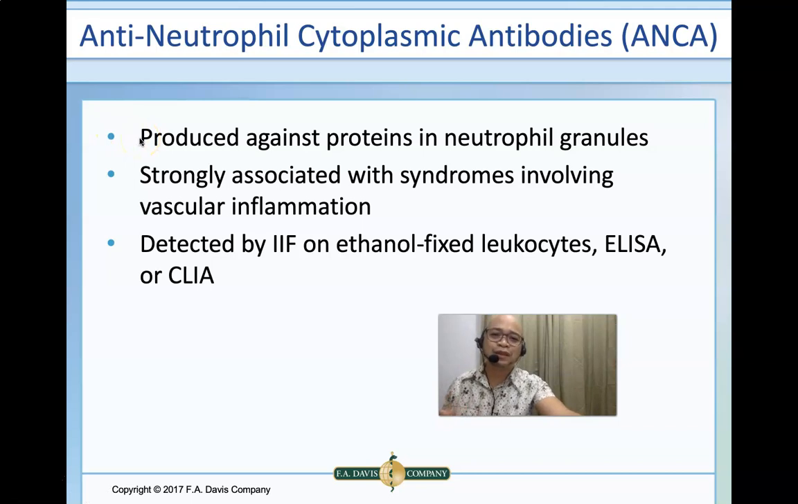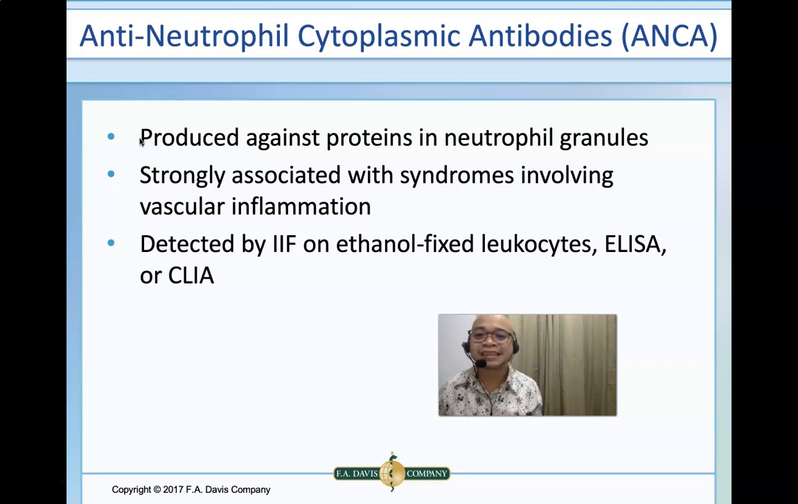So, if you notice, segmenters or neutrophils would have granules in their cytoplasm. So, ANCA is strongly associated with syndromes involving vascular inflammation. So, whenever there is vasculitis, some of the doctors may request in the lab the presence of ANCA, although not all laboratories may be capable of doing such a thing. It's because the diagnosis of ANCA may involve the utilization of sophisticated laboratory apparatus such as a fluorescent microscope.